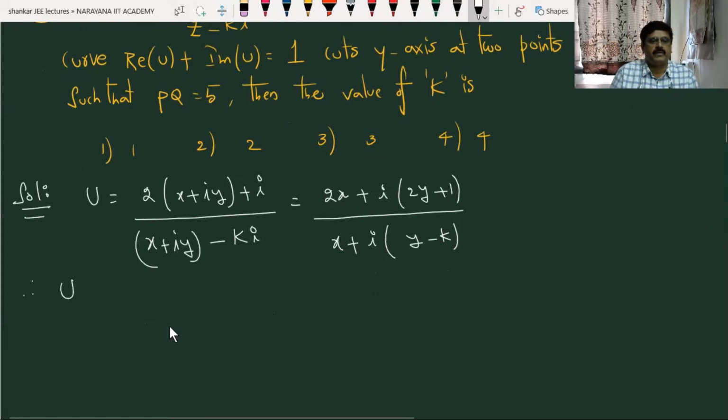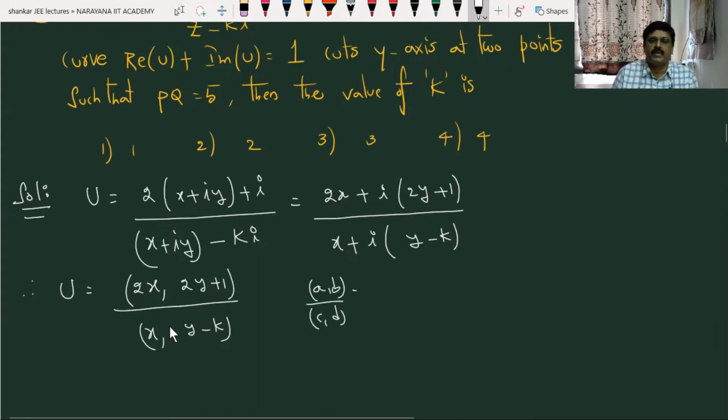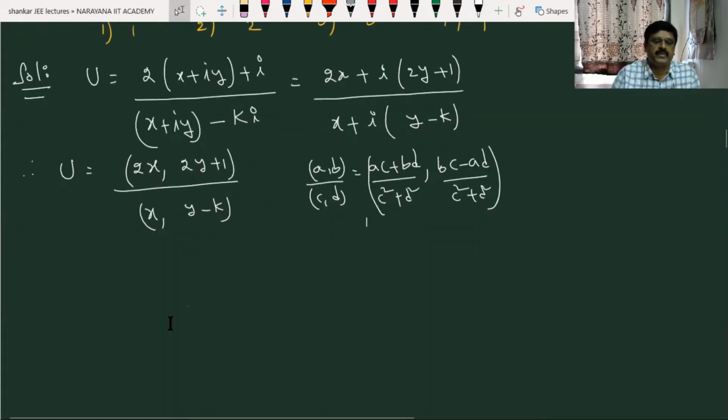Okay, therefore u is equal to (2x, 2y + 1) upon (x, y - k). Students, we studied the formula for division of two complex numbers: (a, b) upon (c, d) is (ac + bd) upon (c² + d²), comma, (bc - ad) upon (c² + d²). So with the help of this, I am going to find both real and imaginary parts.